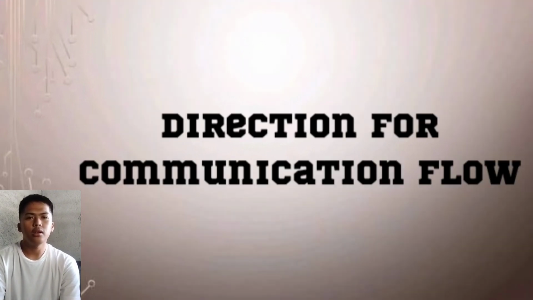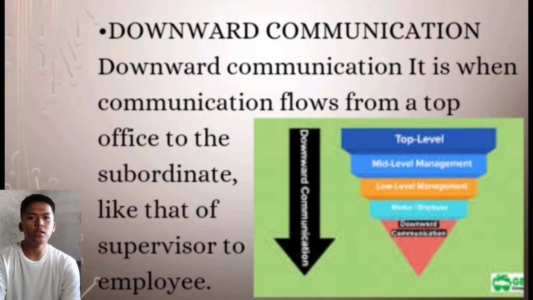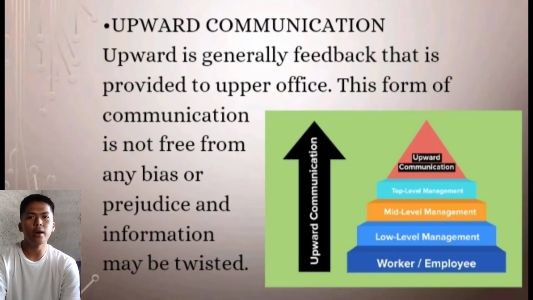Now there is a direction for communication flow: the downward, upward, horizontal, and diagonal communication. When we say downward communication, it is when communication flows from a top office to the subordinate, like that of supervisor to employee, while the upward is generally feedback that is provided to the upper office.